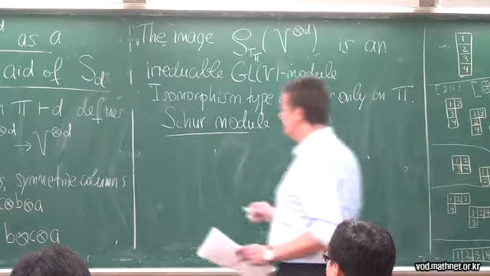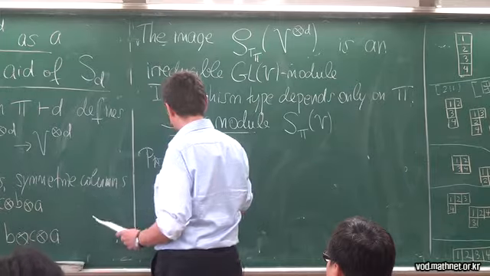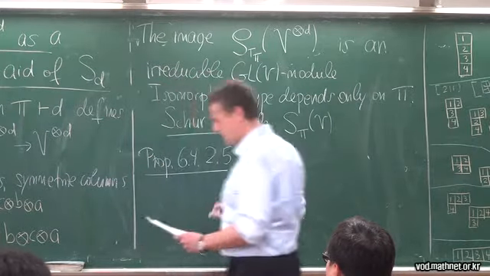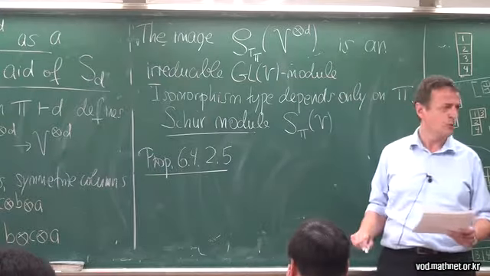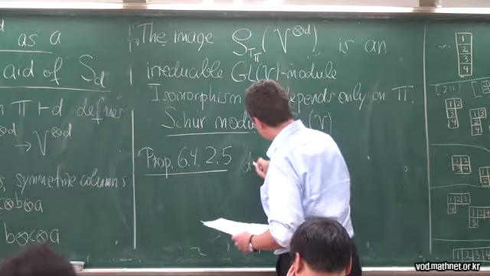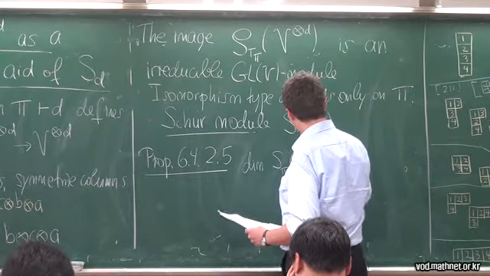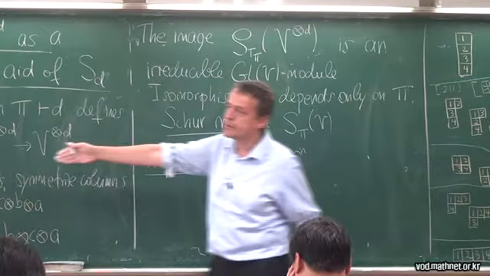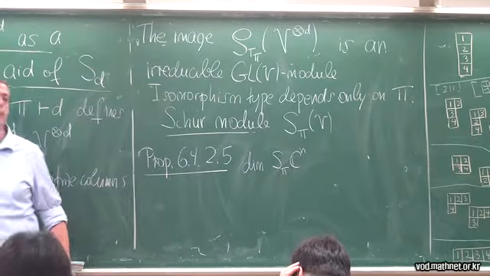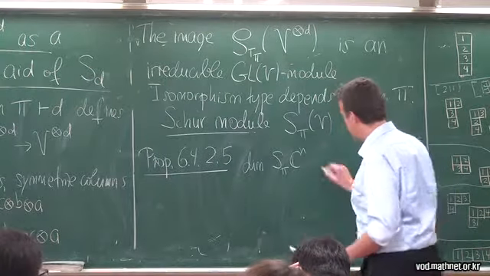Here's a proposition from Landsberg's book, 6, 4, 2, 5. Okay? And it says the following: the dimension of this vector space, so the dimension of the Schur module, the rank of this linear map. So we're now given a formula for the rank of this row map. The dimension of the image vector space is a certain combinatorial number.